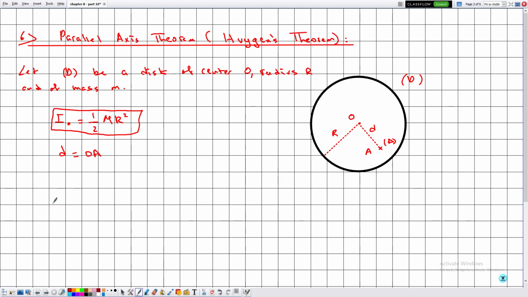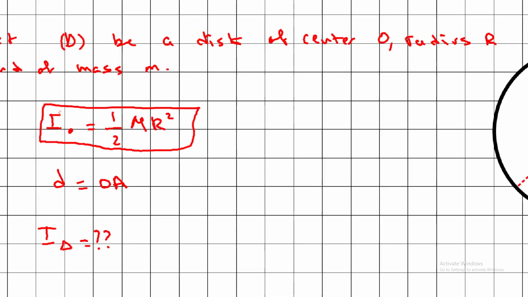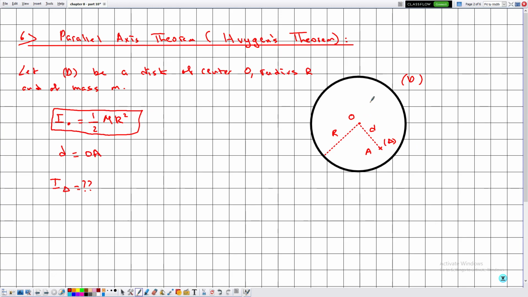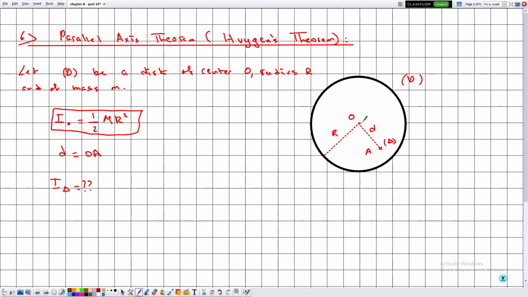So now we are interested in calculating the moment of inertia around the axis delta. Here you cannot say that the moment of inertia around the axis delta is simply I0 equal to half mr squared, because this is very specific to the case where the axis of rotation is passing through the center of the disk. So here comes the parallel axis theorem.